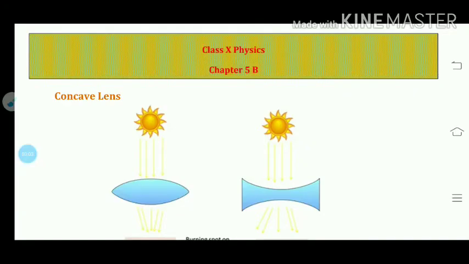Hello students of Stanaton. Today we'll discuss the same chapter, chapter 5b, with a new interesting topic, concave lens. Notice the picture on the screen.